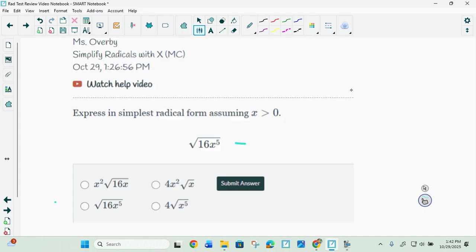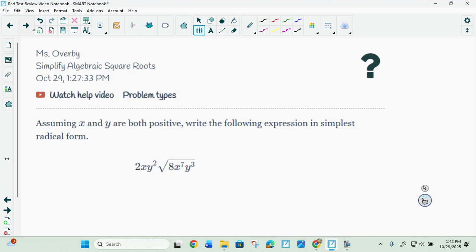We know square root of 16 is 4. But then when we're looking at the x to the 5th, the square root says how many groups of 2 are there in 5? Well, there are 2, right? So we have the x squared. Once again, if we wrote it out as 5 x's, who gets to come out? One set of 2 gets to come out. Another set of 2 gets to come out, right? So x times x is x squared. Who's left over? An x. So 4x squared square root of x. There we go.